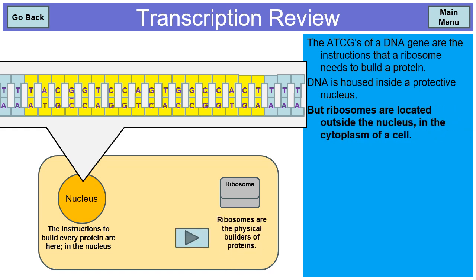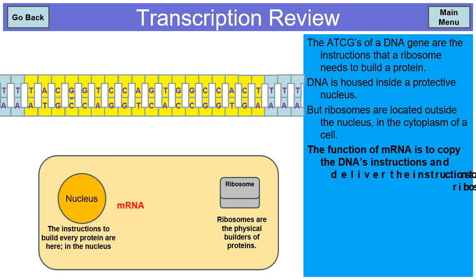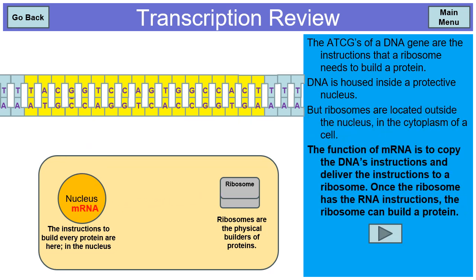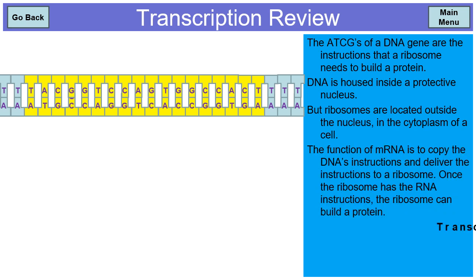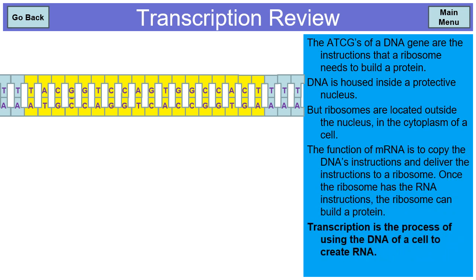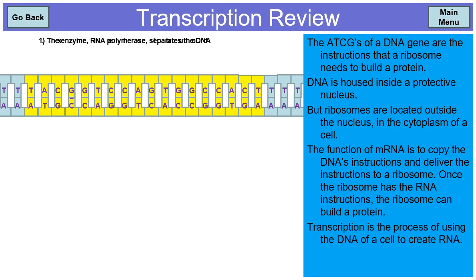And so DNA is in the nucleus, ribosomes are in the cytoplasm. RNA is the in-between that takes information from the DNA of the nucleus to the ribosome. And this is the process of transcription. So let's do a quick review of transcription.